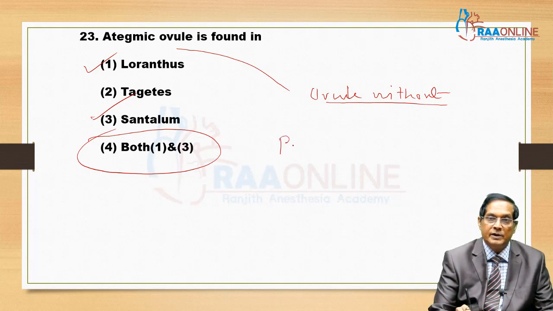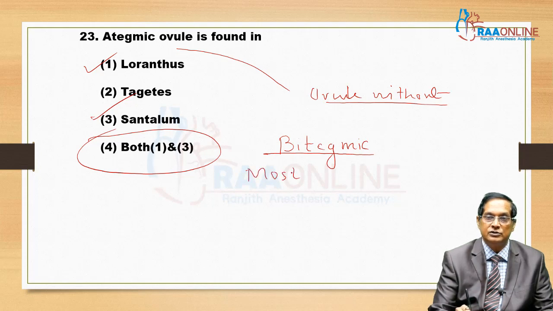The most common type of ovule is bitegmic, that is covered by 2 integuments. Bitegmic ovule is most common in angiosperms.